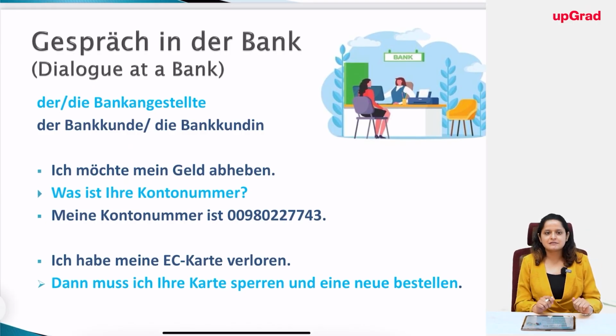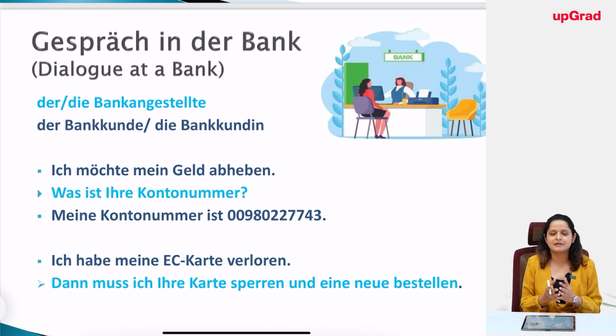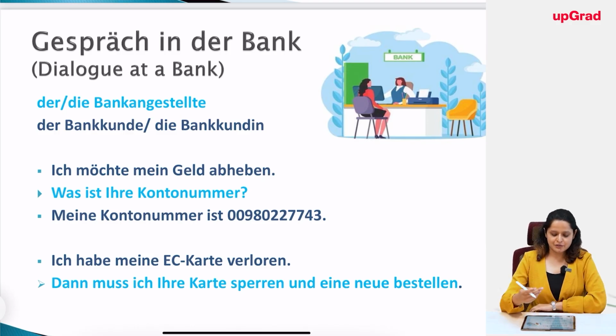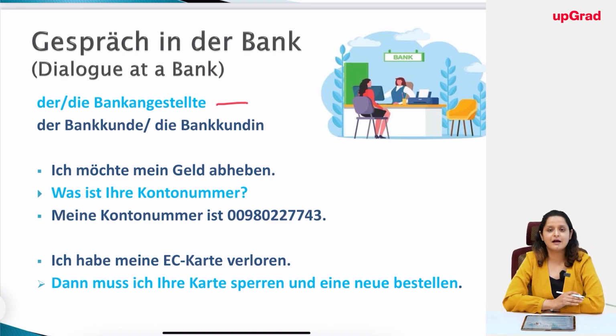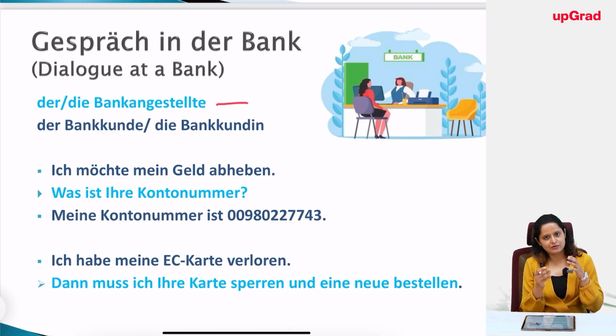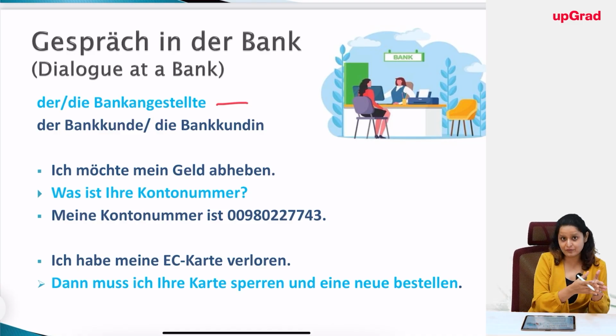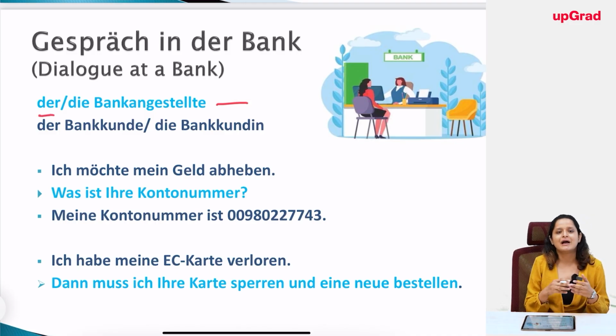So after having learned some of these basic terminologies, let's take a look at an example in the form of a dialogue. Okay, so first we have the word here, der oder die Bankangestellte. So a person who works in a bank is called Bankangestellte. When you talk of professions, usually you have a masculine noun for the man who works in that profession. So it becomes der Bankangestellte. You have another word for women who work in that profession. So it becomes die Bankangestellte.